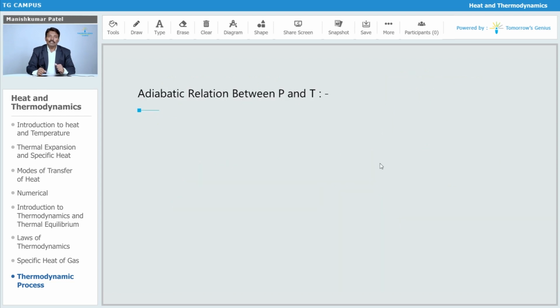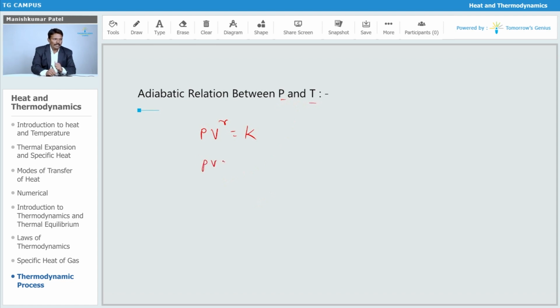Now we will find the adiabatic relation between P and T, that is pressure and temperature. The equation we have is PV raised to gamma is equal to K. Now we want P and T, so we don't want V over here.